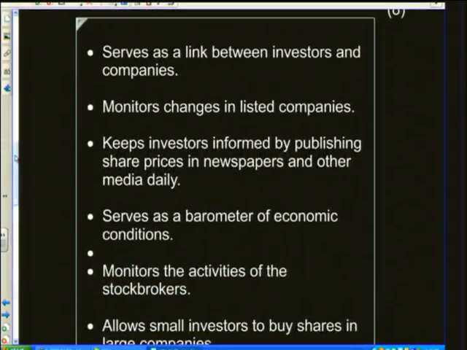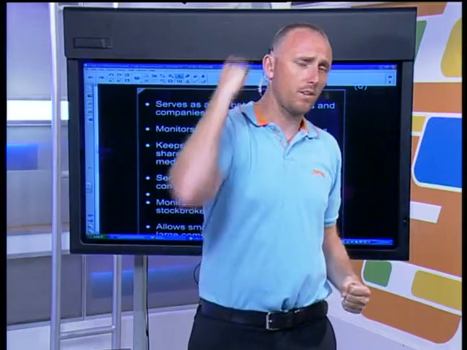So firstly, it serves as a link between investors and companies. People can go out there and say, I want to invest in a company, or a company is saying, we need people to invest in us so that we can expand our business. The JSE serves as that middleman between people, so that people can go out and invest their money, and also companies that are looking for investment can go out and get money from the general public.